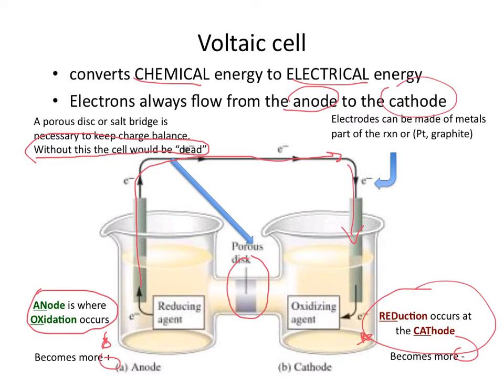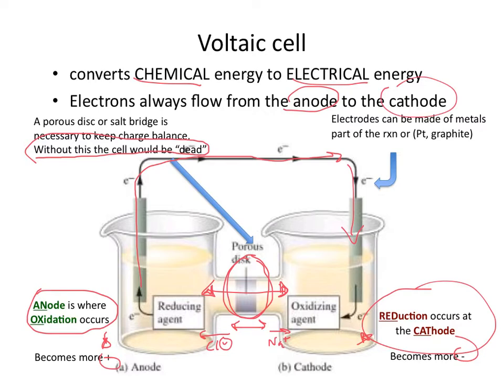So a salt bridge actually has ions in it that will flow to the appropriate locations. So this anode is becoming more positive, so negative ions are going to flow that direction. The cathode is becoming more negative, so positive ions are going to flow this direction. So that would be an example of using a salt bridge. Now sometimes we can also use a porous disc, which allows the negative and positive ions to flow freely between the two cells. So those are the two options to help make sure that our cell doesn't quote-unquote die.